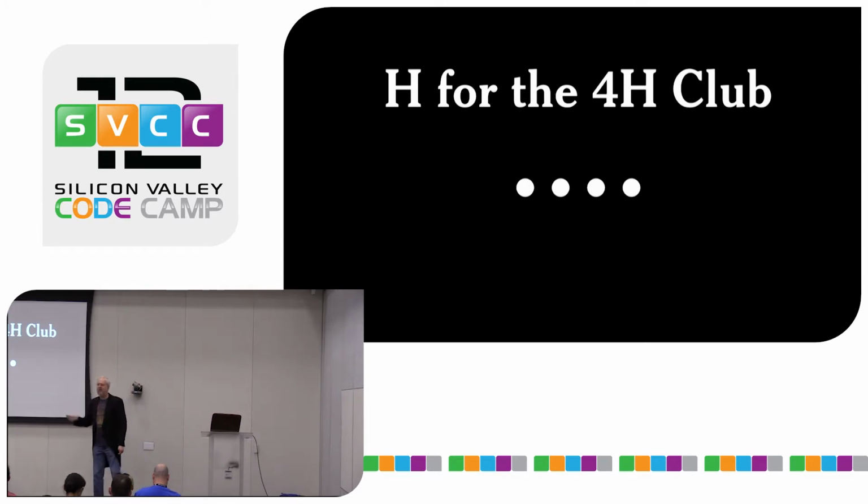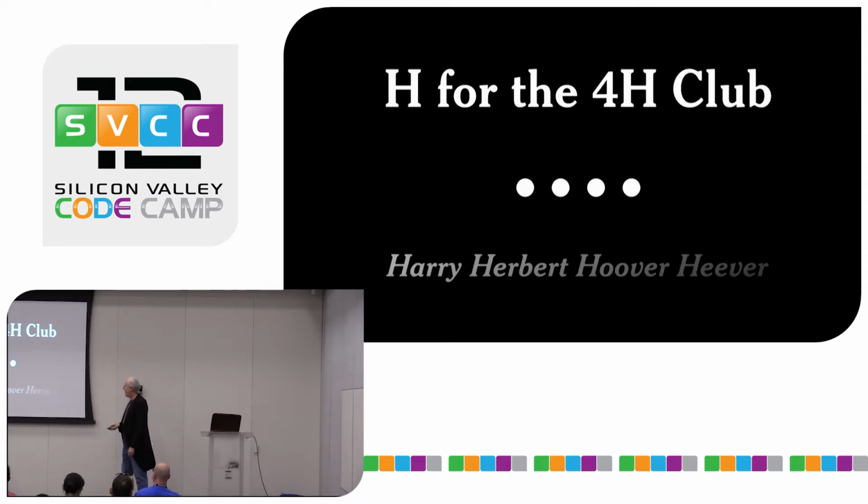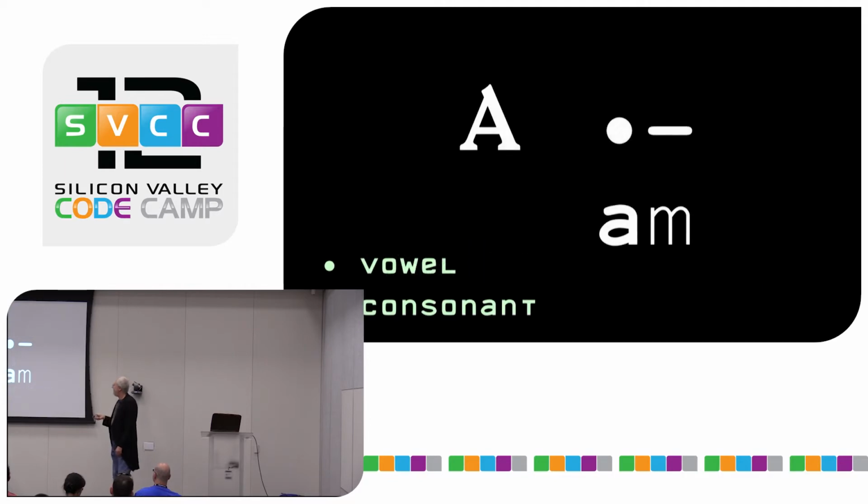We're going to remember H by thinking about the 4-H club. It's 4 dots for the 4-H club, and the head of the 4-H club, Harry Herbert Hoover Heaver. Then for the rest, I'm going to use a system of mnemonics. So I'll show you a letter and its code, and I'll give you a word in which all of the vowels in that word represent dots, and all the consonants represent dashes. And the word will also contain the letter.